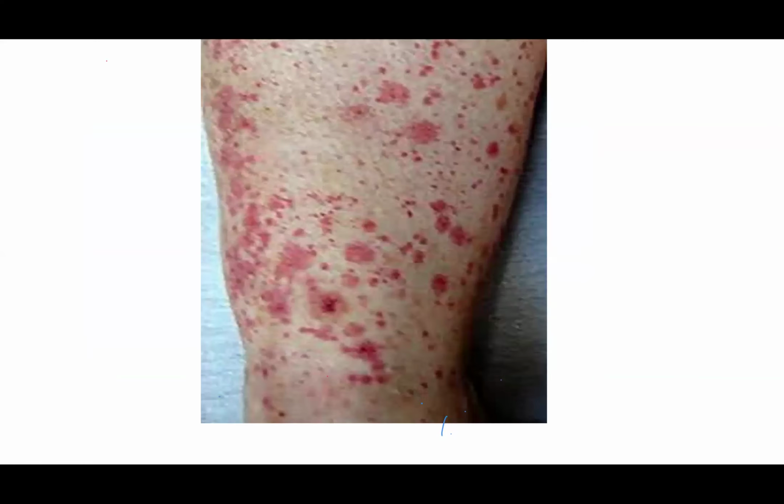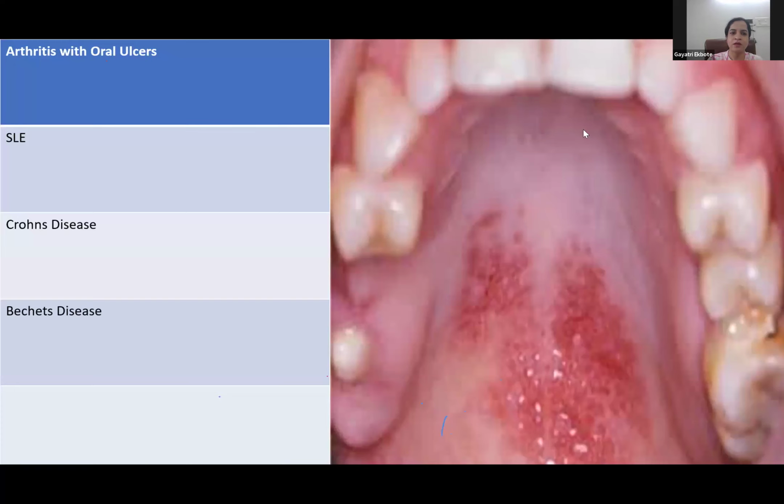So this is your vasculitic skin rash. You can see there are petechial purpuric skin rashes. These are non-blanching. If you try and press them, they do not blanch. So these are typical vasculitic rashes. This is arthritis. This is your palatal ulcer, hard palate ulcer.